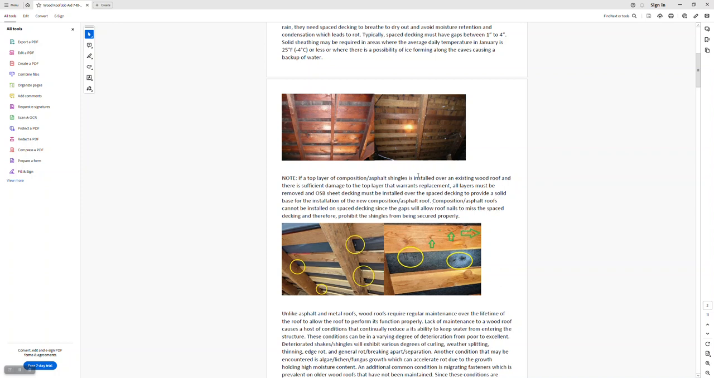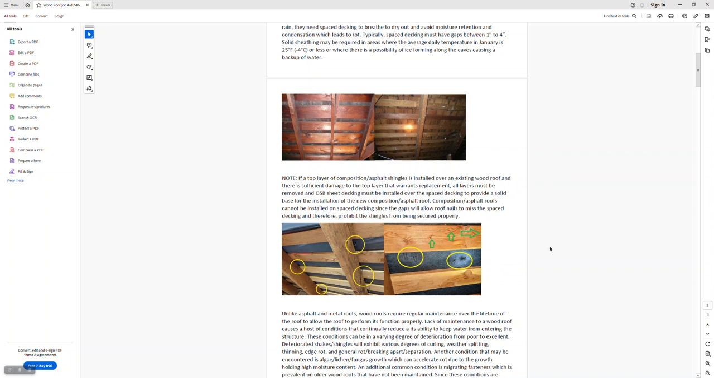Replace only the top layer, the composition layer. But you cannot install composition shingles on spaced decking. And here is why. Because the nails are going to go right through the shingle and they're not going to go into any decking. So what do we do on this? Typically you're going to pay to redeck the entire roof with sheet decking. Usually it's going to be some form of plywood, OSB, or CDX. Again, check with your manager and the carrier of what they want you to use, but we are going to have to redeck that house or that slope, whatever we're replacing.